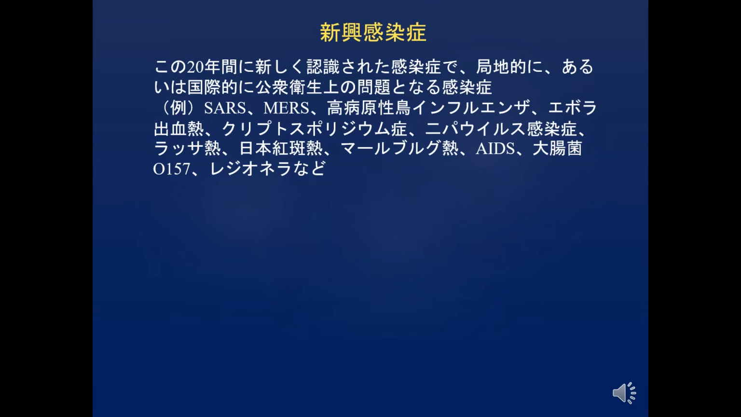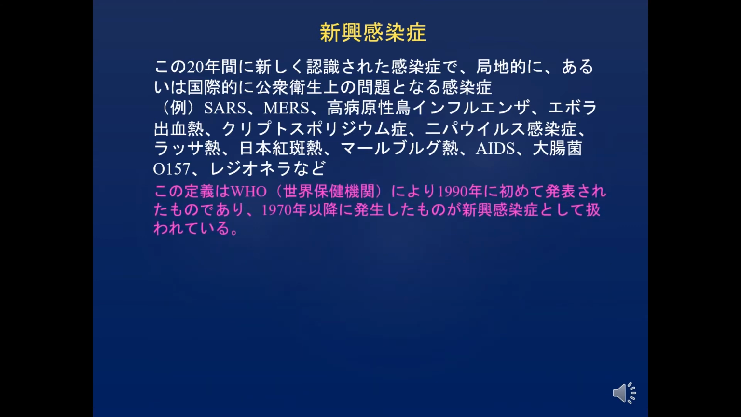And you might wonder whether or not it was really the last 2 decades that AIDS was seen. But in fact, this definition by WHO was first announced in 1990. That means it's 20 years back from that time. It's not 20 years back from now. So in reality, emerging infections that occurred after 1970 is included in the definition. So if you count from now, it's the new infections that appear in the last 5 decades.